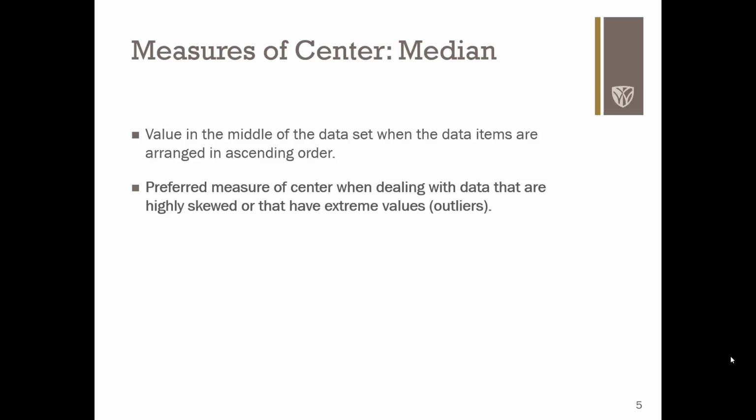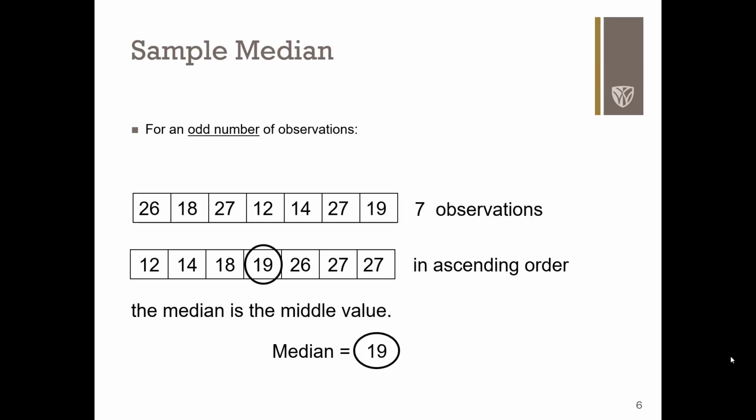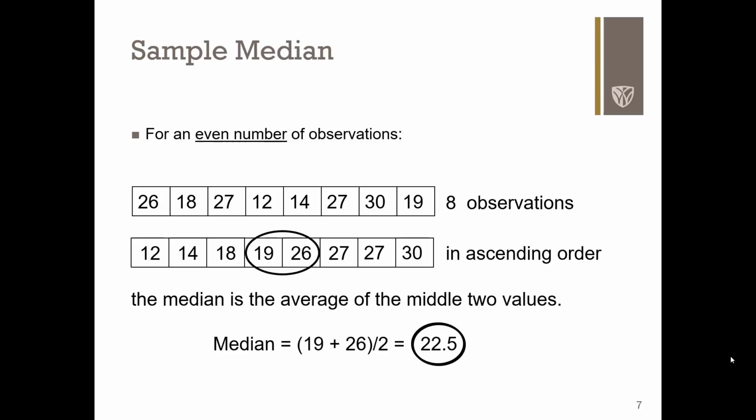The median is very robust to these types of anomalies in the data and will continue to stay true to the center of the distribution even when outliers and skewness are present in the data. To compute the sample median, you simply sort the observations from smallest to largest, and if you have an odd number of observations, the median is just the center value in the data set. If you have an even number of observations, again, sort from smallest to largest, but now the median becomes the average of the two middle values.